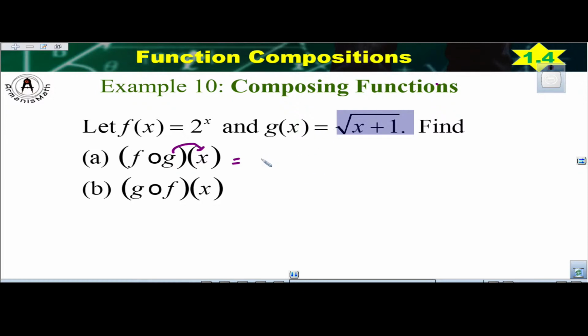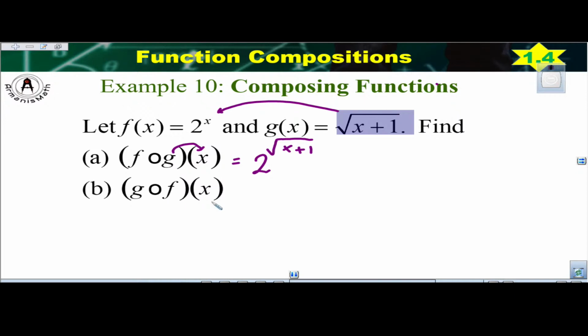So now I will just basically take this blob and put it here. It's going to look funny. It's going to look like 2 raised to x plus 1. Yep, that's what it's going to look like.